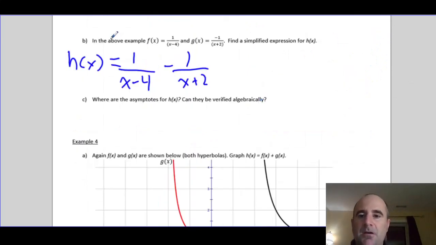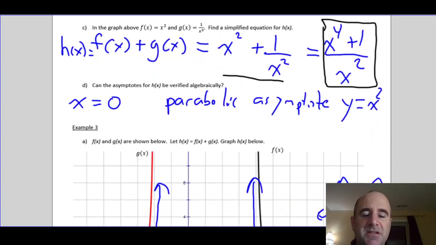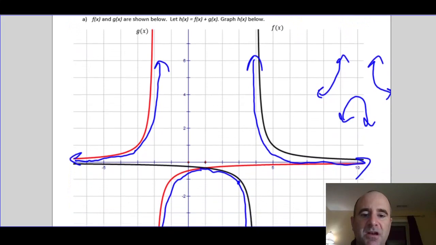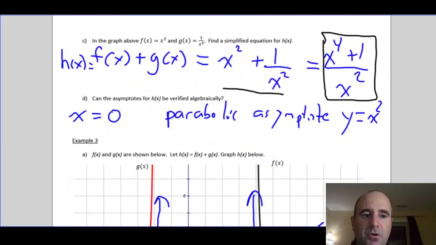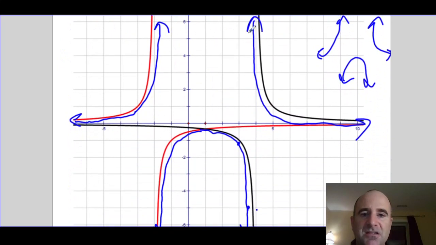So in the next part here, I've actually given you the equations. f of x was 1 over x minus 4, and g of x was -1 divided by x plus 2. Those are pretty simple graphs, and it shouldn't be surprising that that's what we got. The black graph, 1 over x minus 4, although I didn't draw the asymptote at x equals 4, it's right there. And it's just like 1 over x that's been shifted to the right by 4.